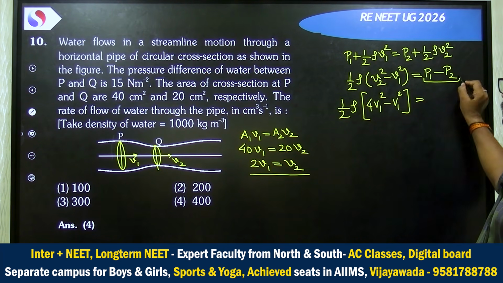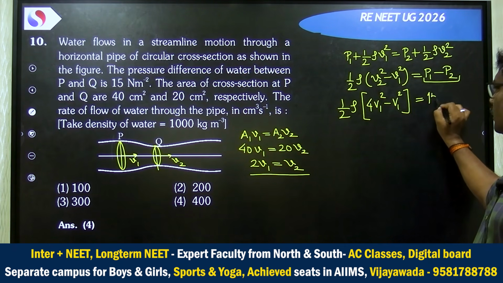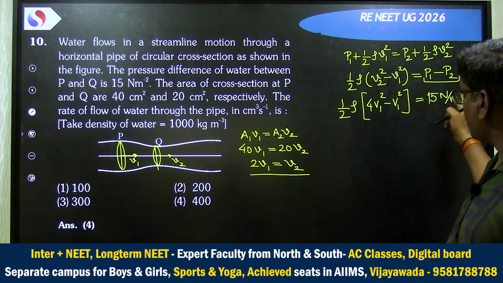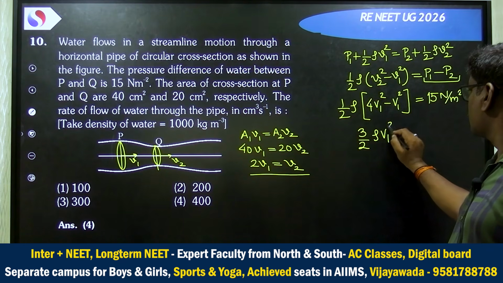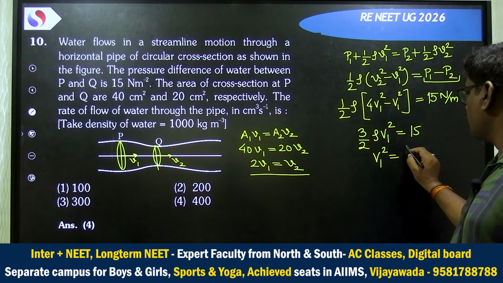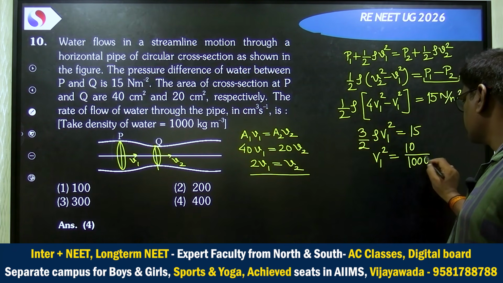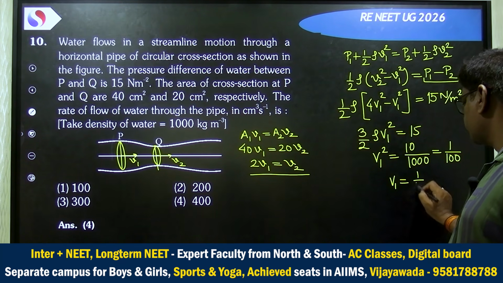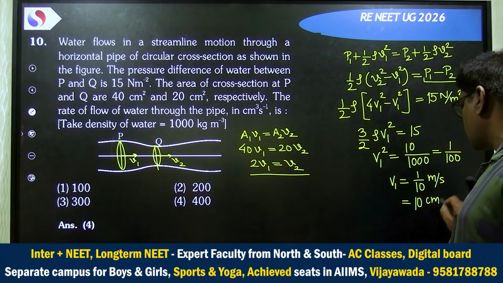So I will take the direct magnitude of the pressure difference, which is given to you as 15 Newton per meter square. So till now we are dealing with the MKS unit. That's why it is 3 by 2 into rho into V1 square. That will be 15. So V1 square is equal to 15 means 1, this is 10 by 1000. This is 1 by 100. That means V1 I am getting as 1 by 10 meter per second. Now I am going to convert into centimeter, so it is 10 centimeter per second.